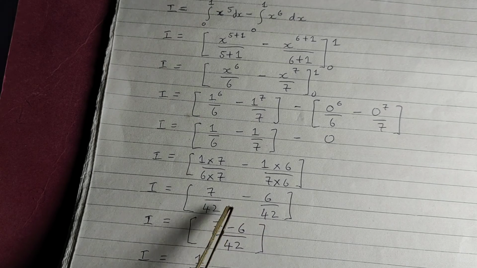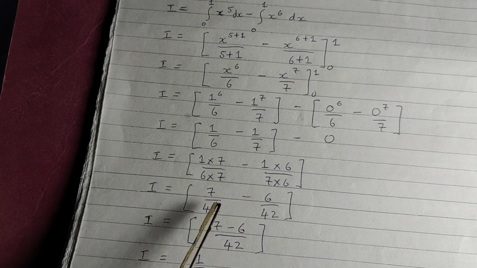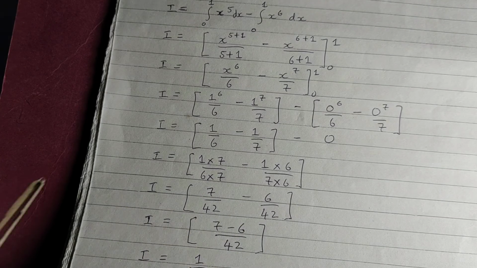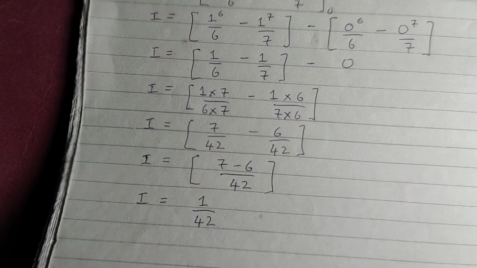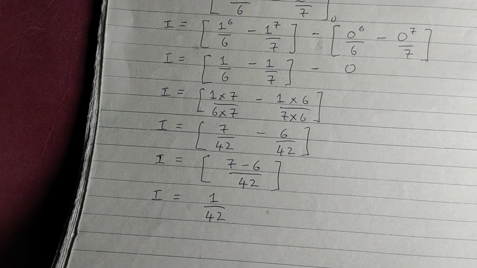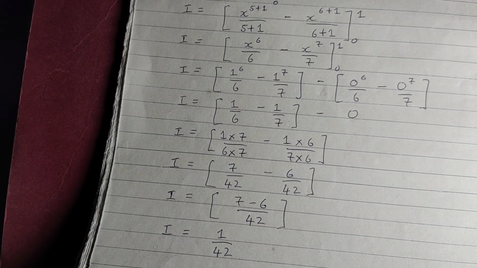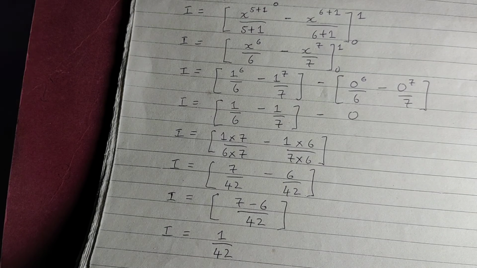So the numerators will get added. There is a minus sign in between. So 7 minus 6 would become 1. Okay, so we are getting 1 divided by 42. That is our final answer. 7 minus 6 is 1 and we got 1 divided by 42, and I is equal to 1 divided by 42 is the final answer.